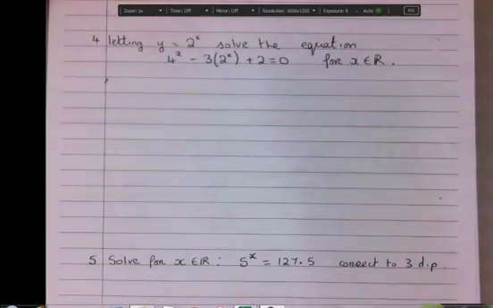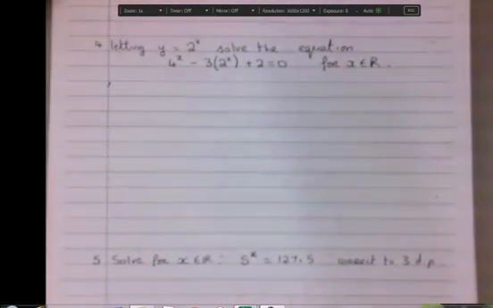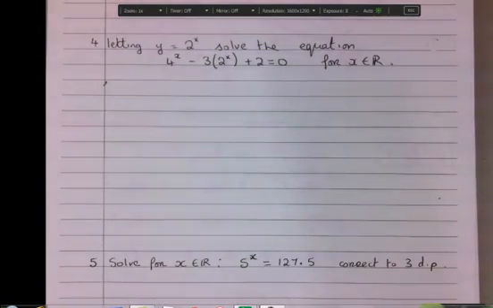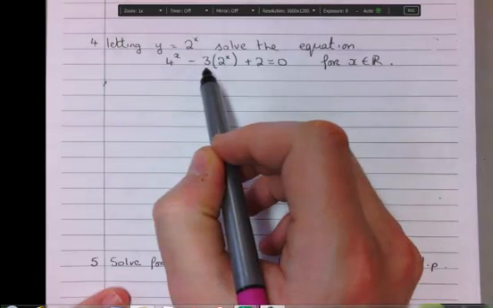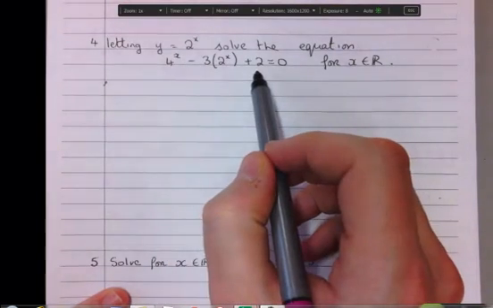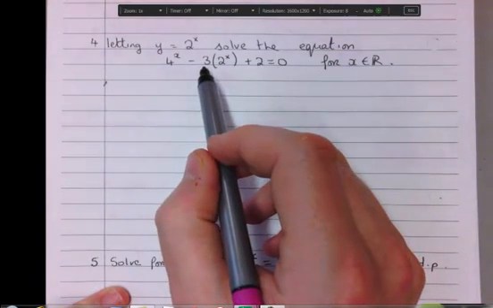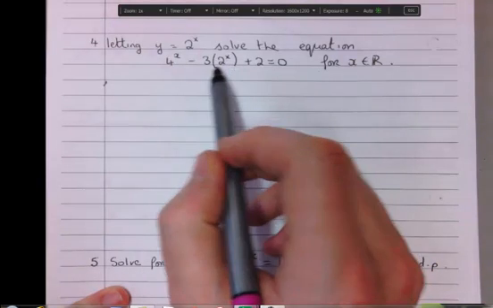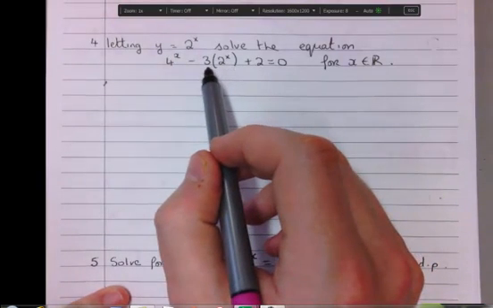So, question number 4 says, by letting y equal to 2 to the x, solve this equation. So there's a little bit going on. There's a little bit, I suppose, of manipulation that has to be done with this before you can do anything. So I'm happy with the minus 3 to the 2x. I'm not going to do anything there. I'm happy with the 2. Little note, you can't multiply the 3 by the 2 to give 6 because the power here is stopping you. Okay, so that's sometimes a common little mistake that people make.